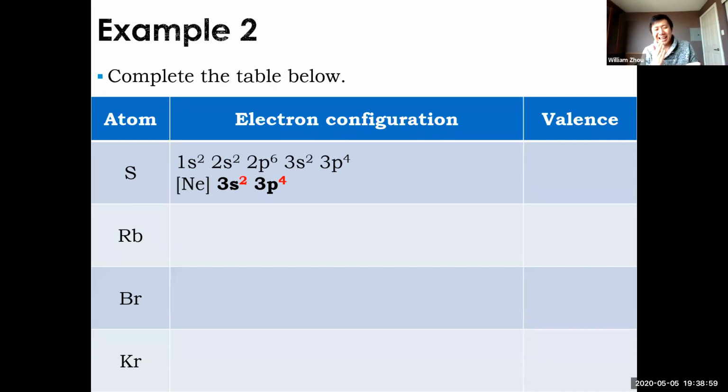The highest n, so 3. 3s2 and 3p4, so there's 2 electrons in s, 4 in p. You add them up, 2 plus 4, 6. So sulfur has 6 valence electrons. That is exactly identical to what you would have gotten with the Bohr diagram. Sulfur has 6. Okay, so no difference here.